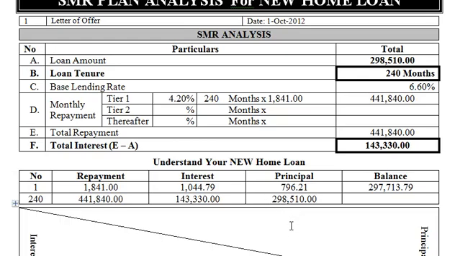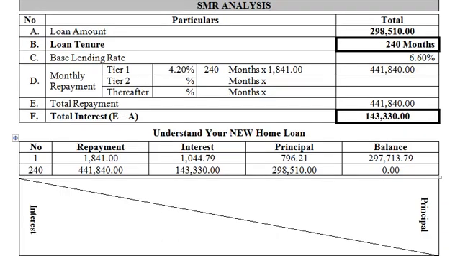298,510 ringgit. So after 240 months, you pay 441,840 ringgit, from which 143,330 ringgit goes to the interest, and you can repay all the loan amount of 298,510 ringgit. The total outstanding balance will become zero, which means you can pay off all your loan. So now below here we have a diagram that shows you what that means.